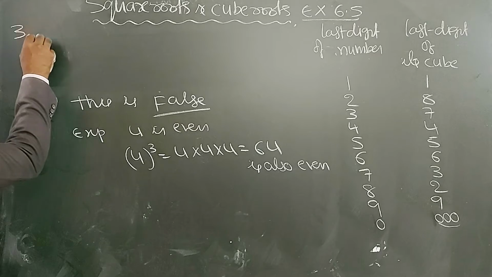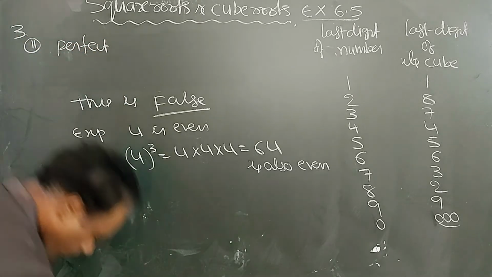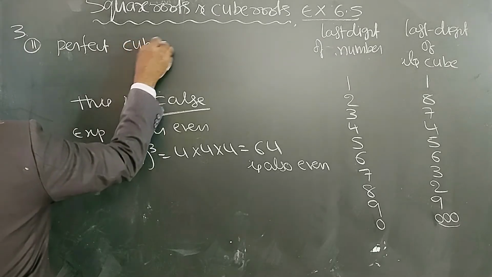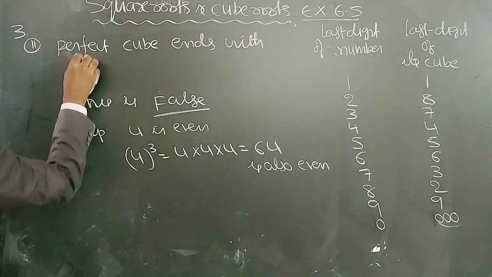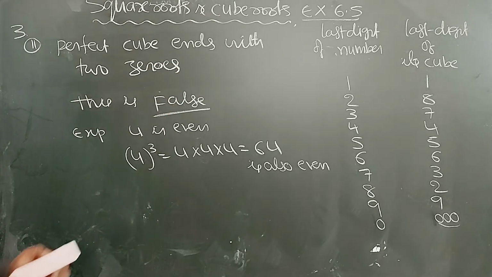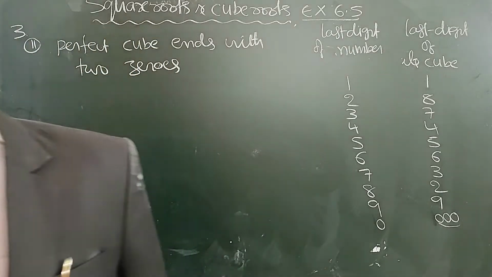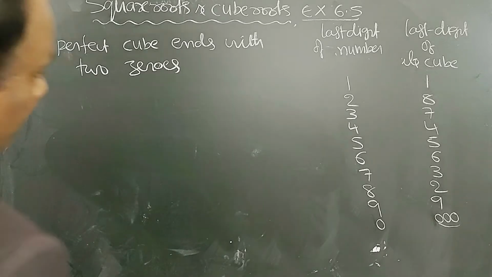Write down the second bit. Perfect cube ends with 2 zeros. Perfect cube ends with 2 zeros.